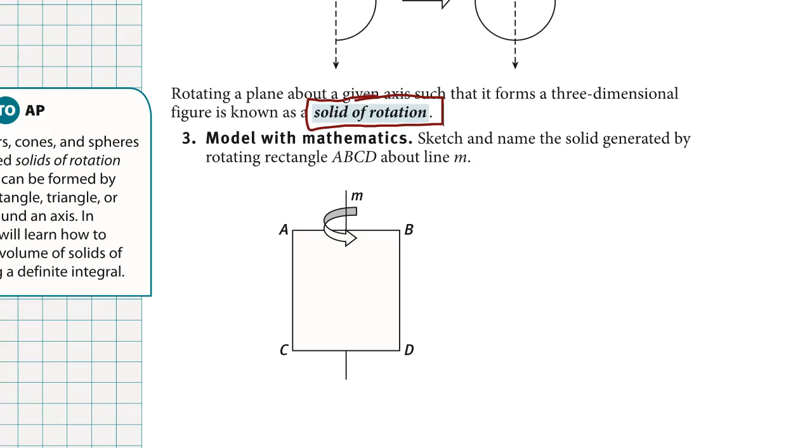Number 3, what solid of rotation is created by rotating a rectangle around an axis line? You have to imagine this happening right in front of you. Imagine a flat rectangle. You could put your hand up right in front of your face and look at the back of your hand. Then rotate your hand around a vertical axis. What is that tracing out? It creates a cylinder.